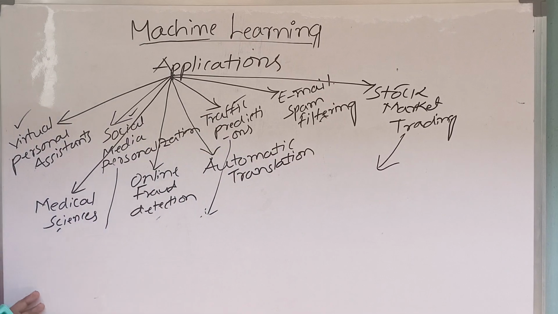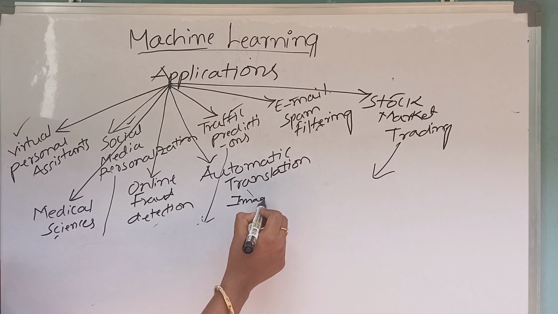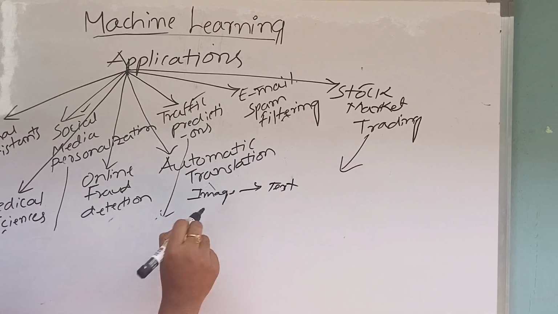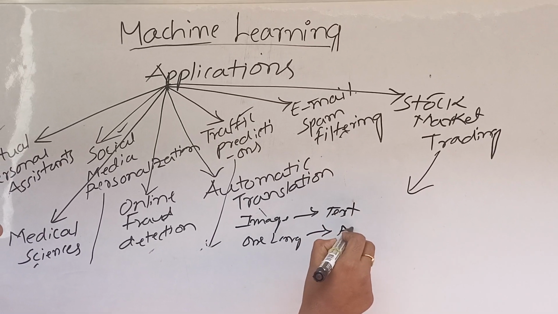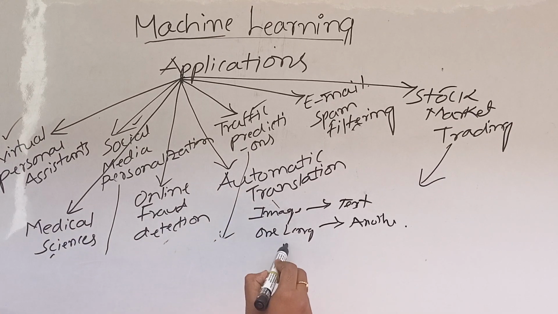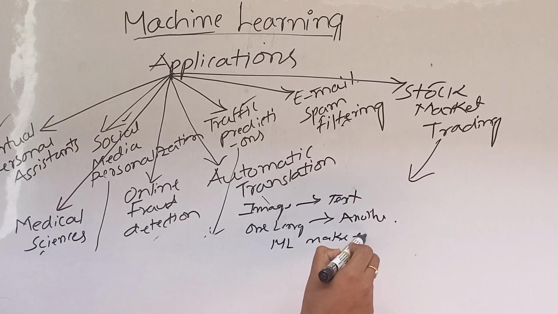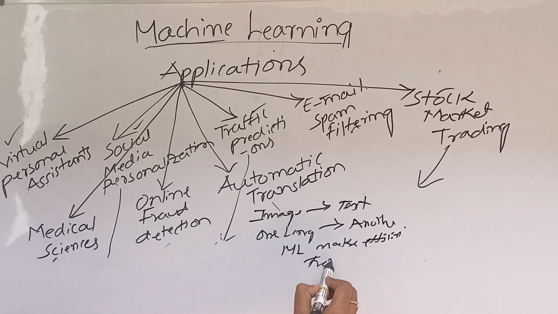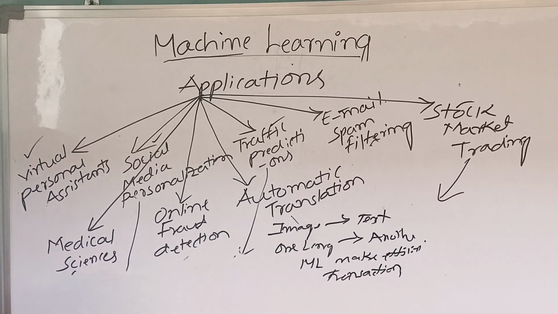Automatic translation. This can be image to text translation, or translation from one language to another language. Machine learning makes efficient translations. So these are the applications of machine learning.